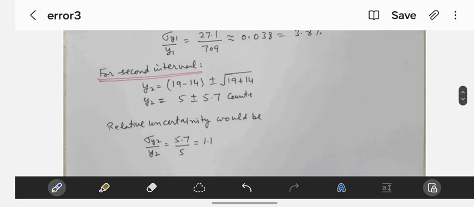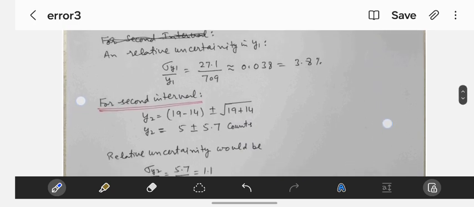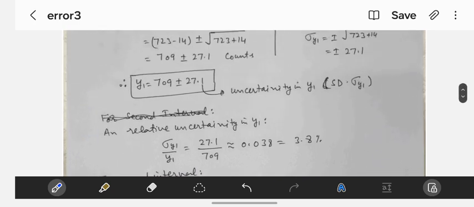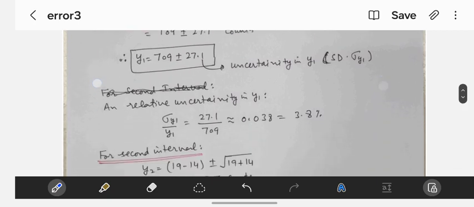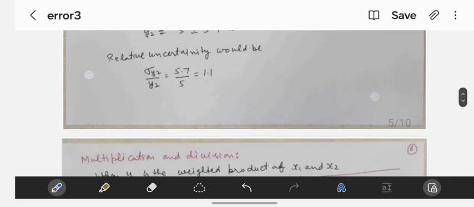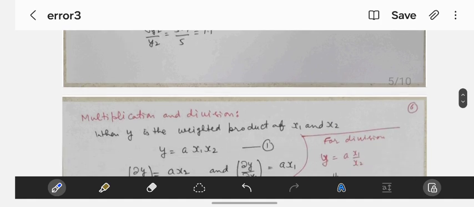For the second interval, we follow the same procedure. It is now 19 minus 14 plus minus root of 19 plus 14, which gives 5 plus minus 5.7. And you can calculate the relative error or relative uncertainty.